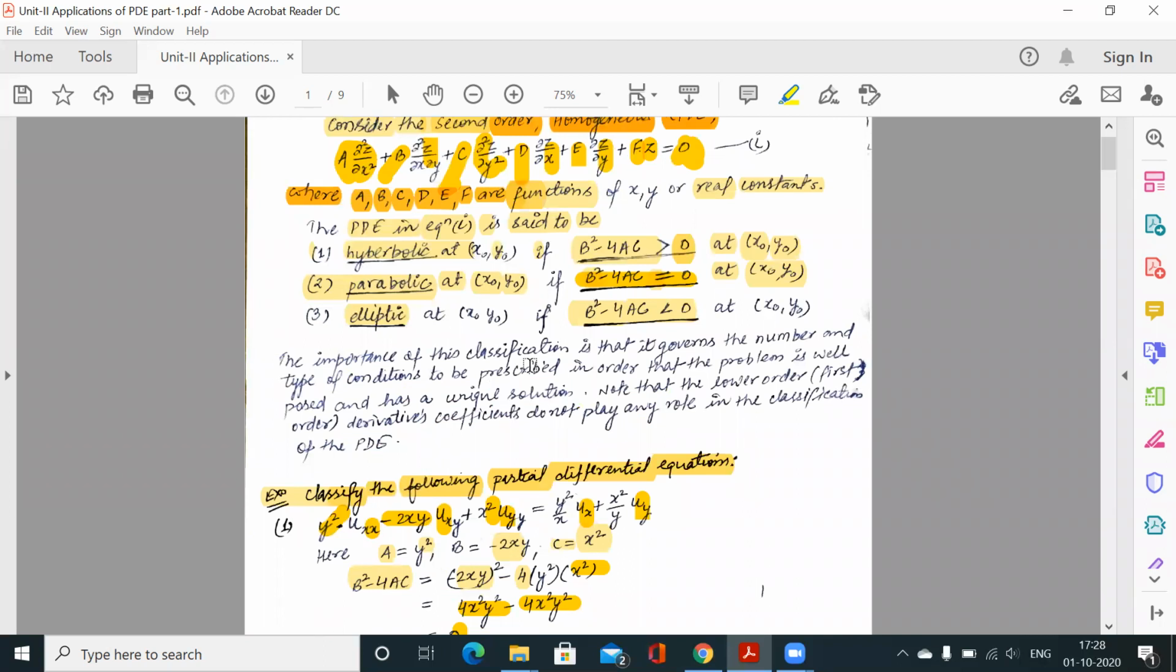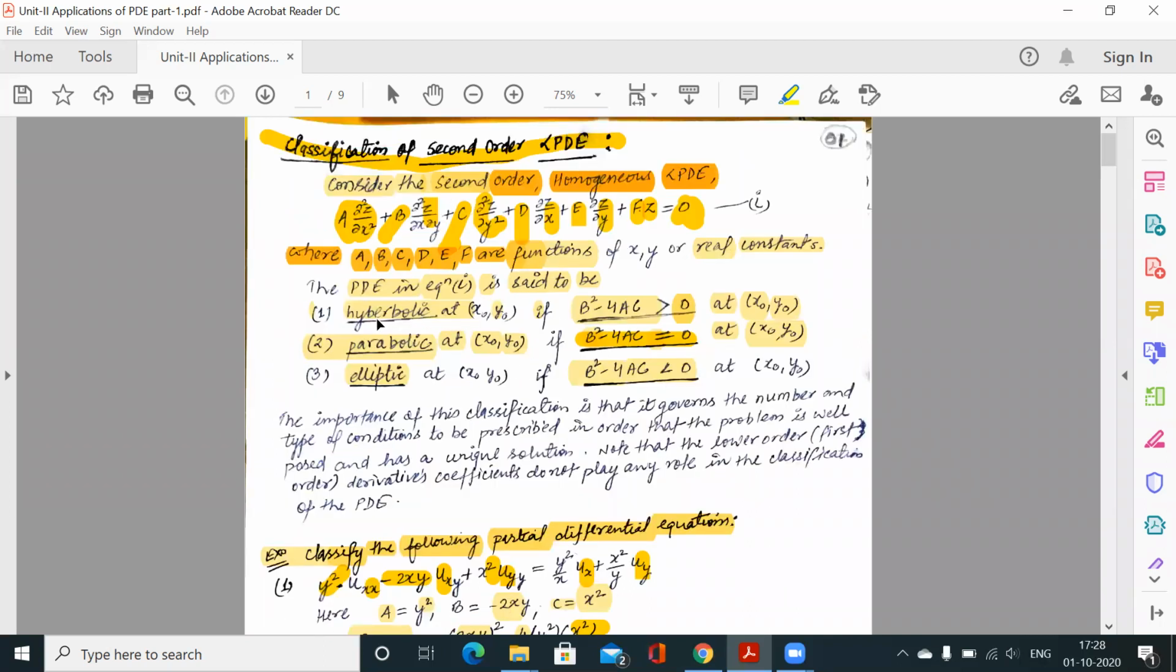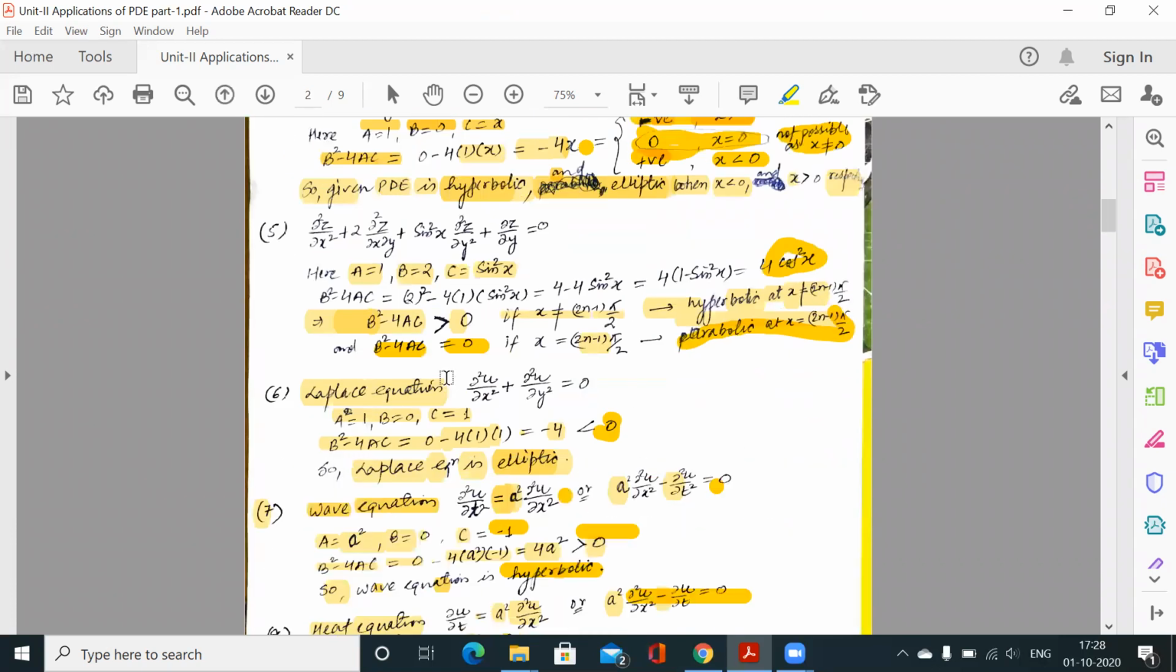So this was about classification. A very simple procedure is there. You only have to consider a, b, c, and based on these values we calculate b square minus 4ac, and see whether it is 0, negative or positive. And we have the cases elliptic, parabolic, hyperbolic. So this is the classification.